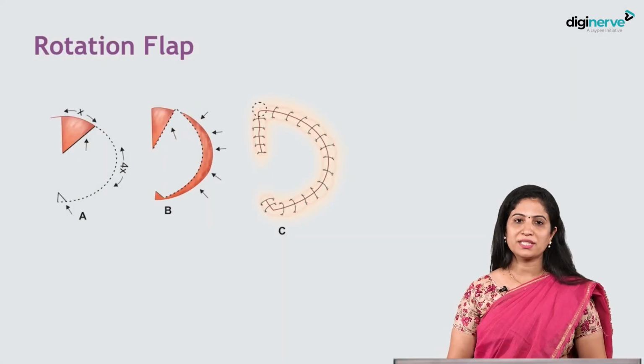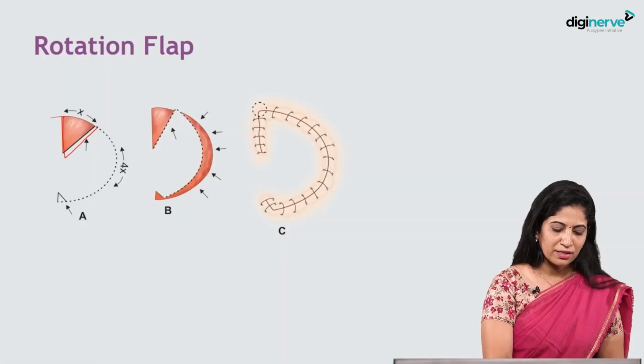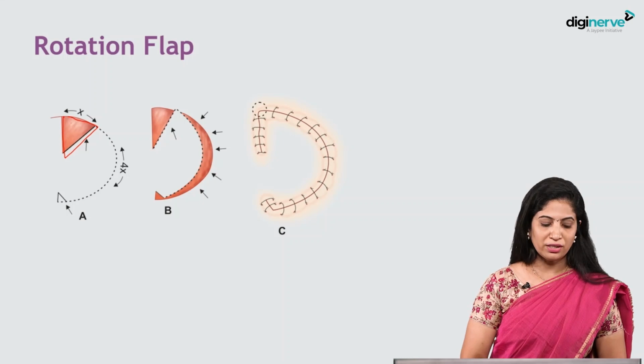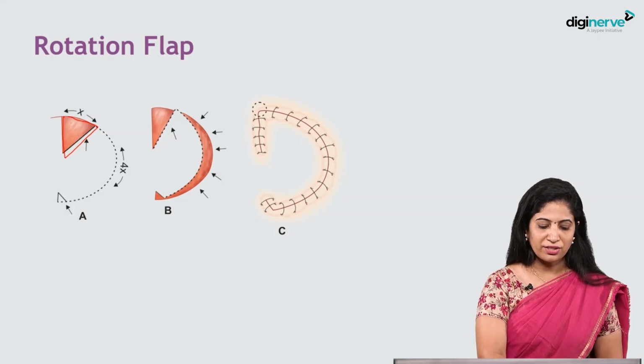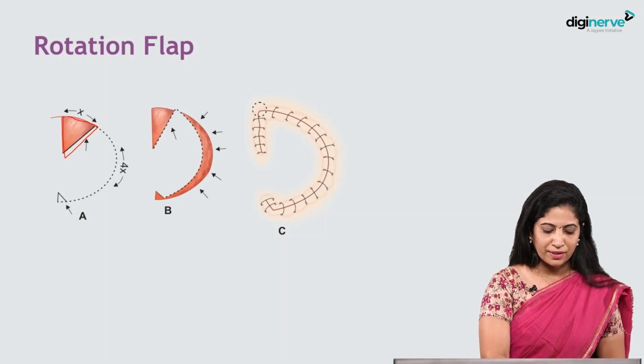So first and foremost is the rotation flap. You can see here, this is the defect. So here the defect is converted into a triangular shape and adjacent to the defect, a flap is raised. Here what we do is, this is the flap that is being raised.